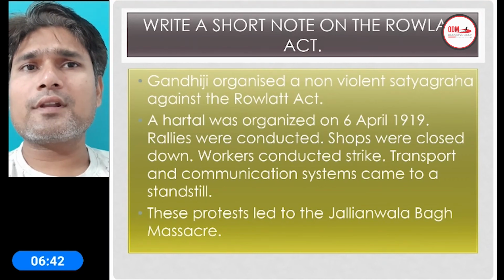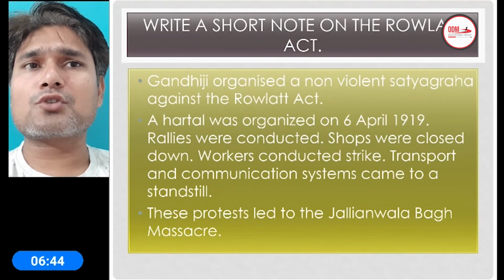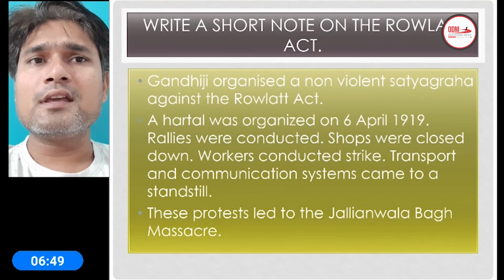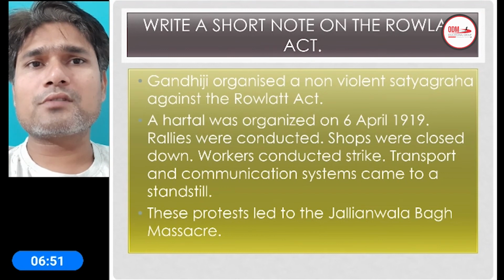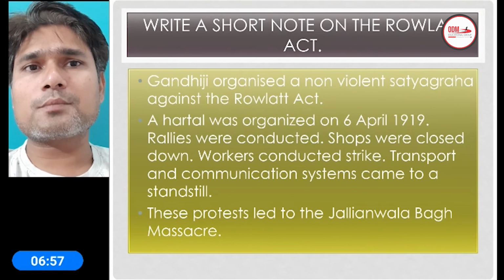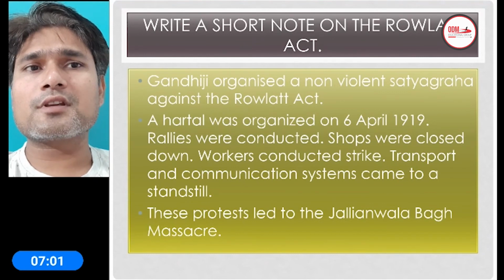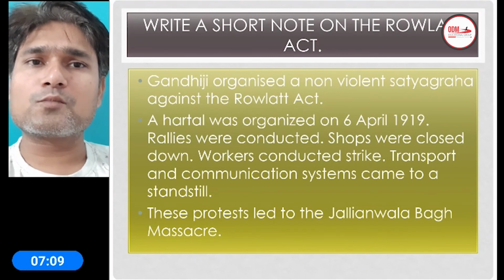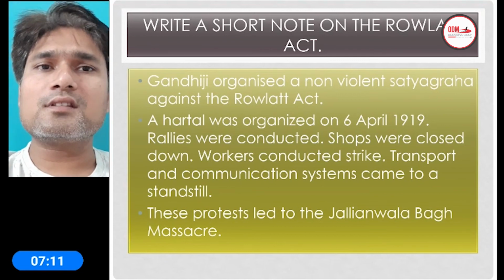If a question comes, write a short note on the Rowlatt Act, then this is what can be written. Gandhiji organized a non-violent Satyagraha against the Rowlatt Act. A hartal was organized on 6th April 1919. Rallies were conducted, shops were closed down, workers conducted strikes, and the transport and communication system came to a standstill. These are the ways of non-violence, the ways of Satyagraha, which a Satyagrahi follows.